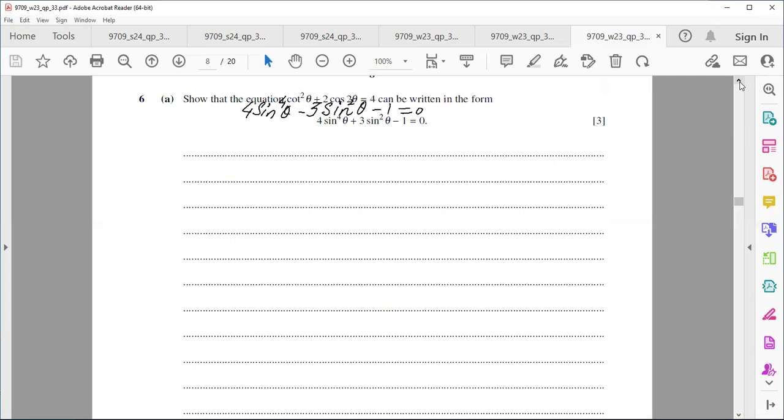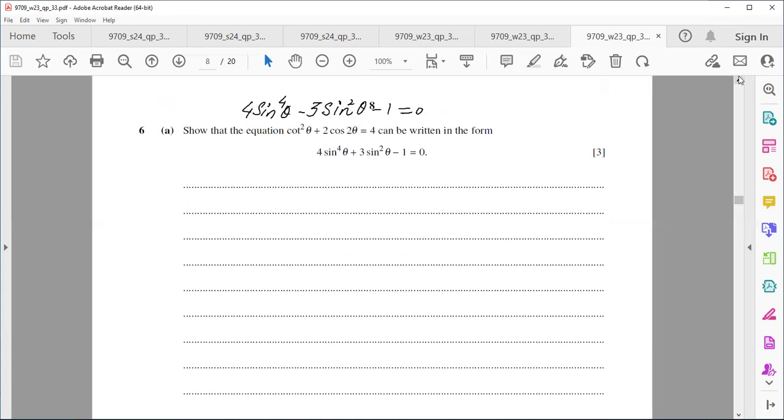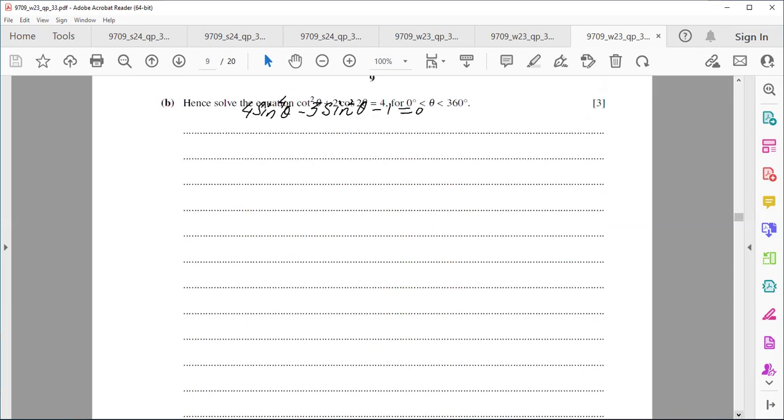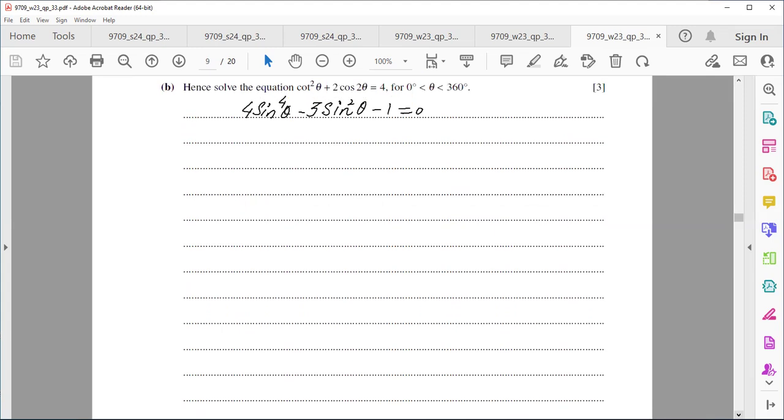Sorry, one mistake over here. The 4 sine 4 of theta plus 3 sine square of theta minus 1. That is a plus sign. Okay, I will change this one. Yeah, so this sign is plus. That sign is plus. Now I have to write this equation.